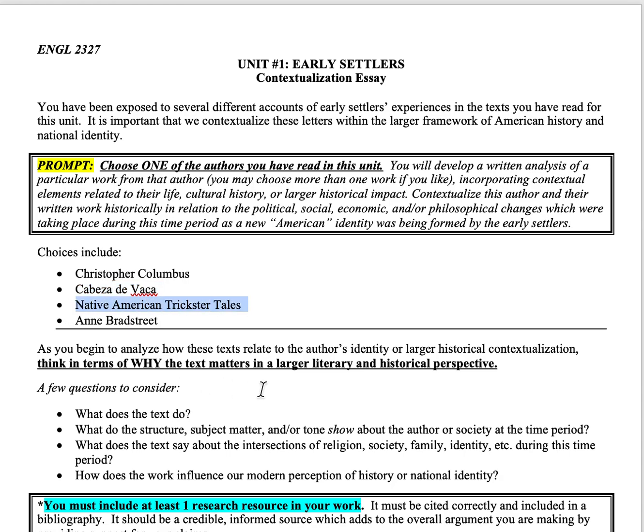If you do Native Trickster Tales, it could be something like the development of a specific genre and why it's important that we have an understanding of the trickster character in these Native tales and how it shows specific cultural context. For Anne Bradstreet, it could easily be a number of things. It could be focused on how her specific poem shows a specific view into family life. It shows interesting views of gender dynamics. It shows intimate views of relationships between men and women during the Puritan society and how that's sort of juxtaposed against the religious beliefs of the time.